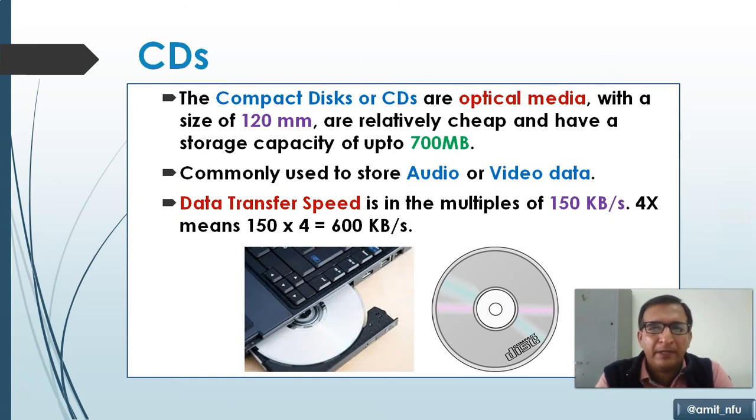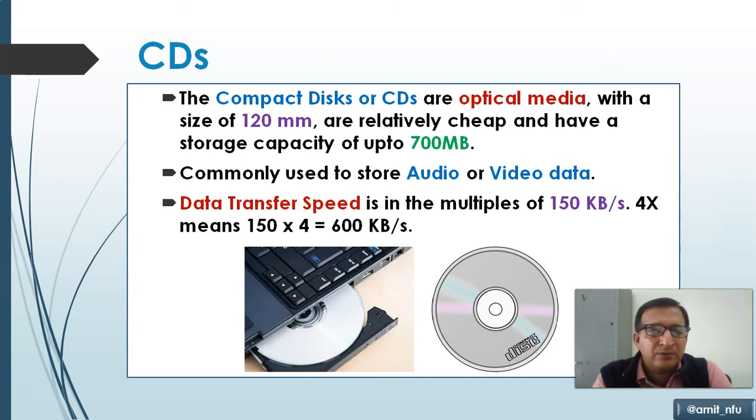Next we come to optical devices, the CD, compact disc. Compact disc is basically optical media. When we talk about optical media, optics means light. Here laser light is used for reading or writing the information onto the disk. It's a 120 mm size disk which can store 700 MB of data, and is relatively very cheap.